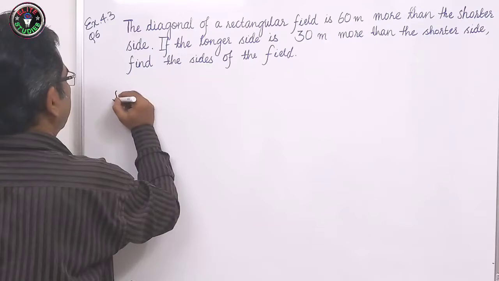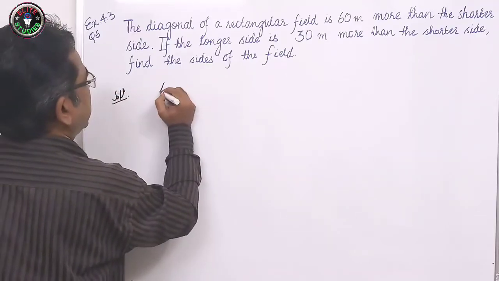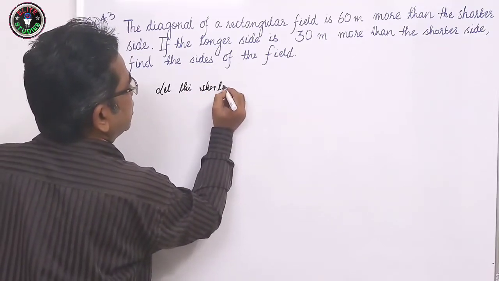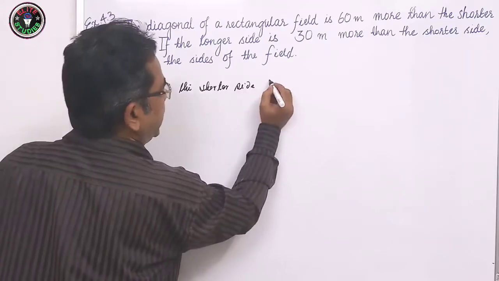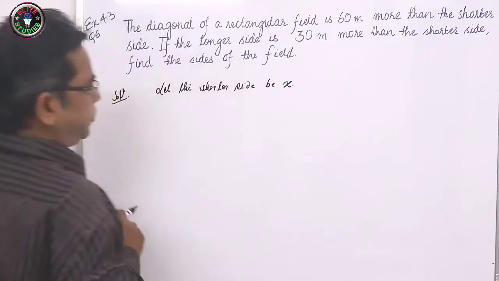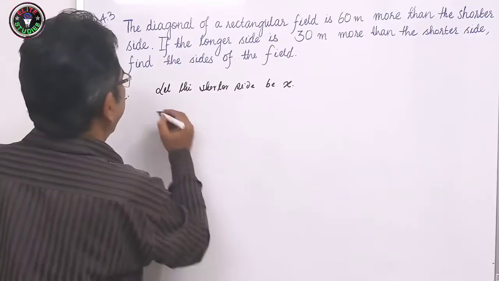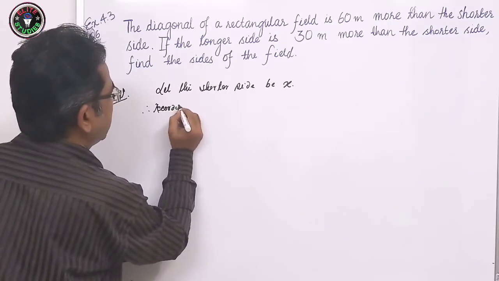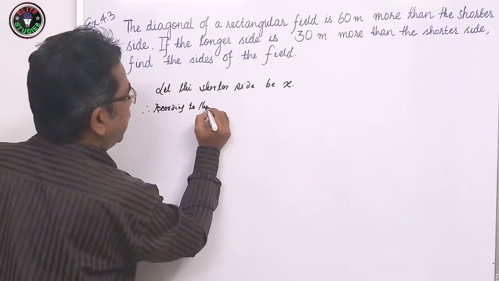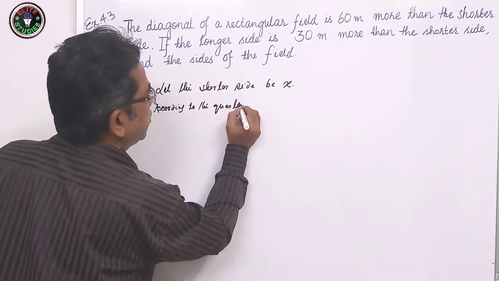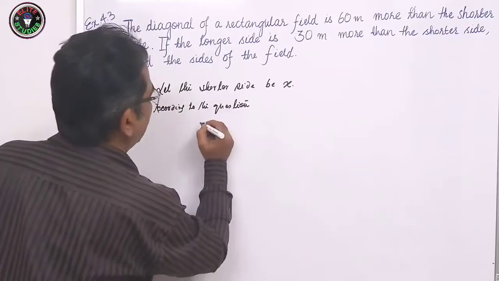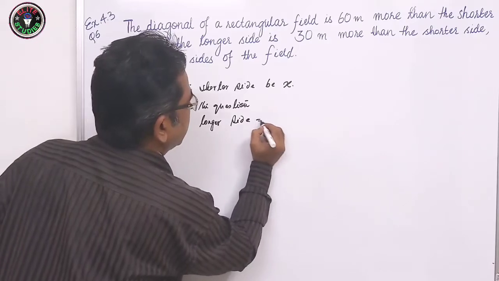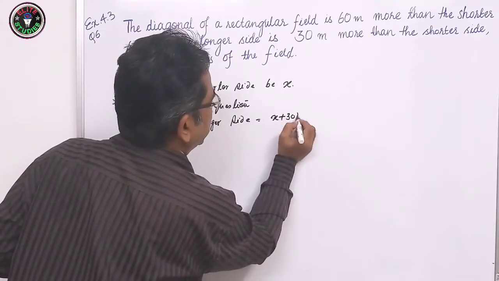So solution, let the shorter side be x. So therefore, according to the question, longer side is equal to x plus 30.